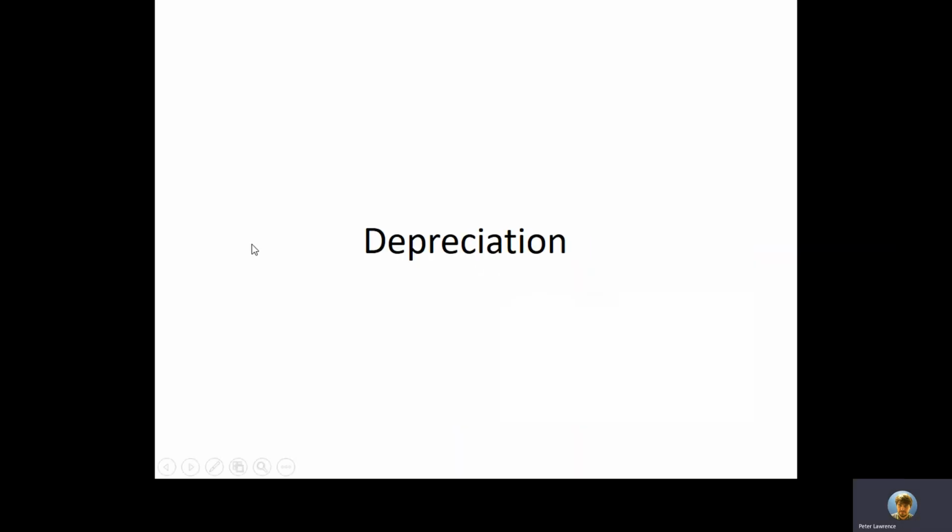Okay, so today we're going to look at depreciation, which is another adjustment to the final accounts that we may have to do, just like accruals and prepayments. So we're going to look today at depreciation, what it is, how it's calculated, the accounting entries for the ledgers, and where it goes in the financial statements.